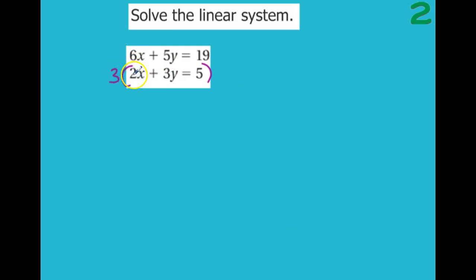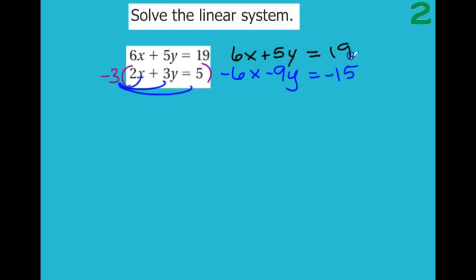But if this is multiplied by 3, this is positive and this is positive, we need one of them to be negative, so might as well just multiply by a negative 3. So let's distribute everything or multiply everything by negative 3. It gives us a negative 6x. Negative times a negative, a negative times a positive is a negative. 3 times 3 is 9y. And then negative 3 times 5 is negative 15. Some people forget to multiply the last number. Don't forget to multiply. And then here we have 6x plus 5y equal to 19.